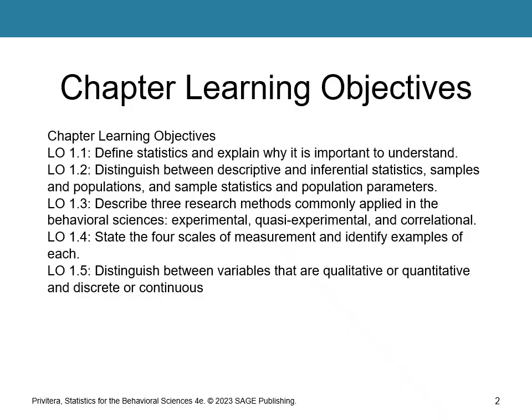Here are the Chapter 1 learning objectives. To define statistics and explain why it's important to understand. Distinguish between descriptive and inferential statistics, samples and populations, and sample statistics and population parameters. Describe 3 research methods commonly applied in the behavioral sciences: experimental, quasi-experimental, and correlational. State the 4 scales of measurement and identify examples of each. Distinguish between variables that are qualitative or quantitative and discrete or continuous.